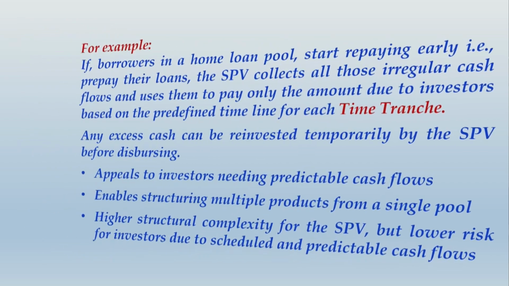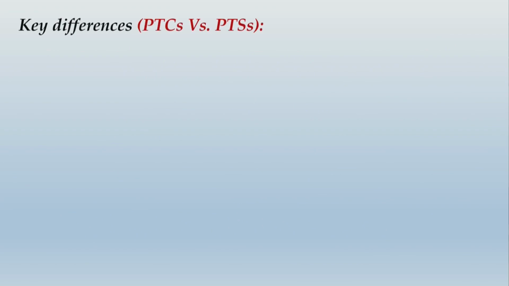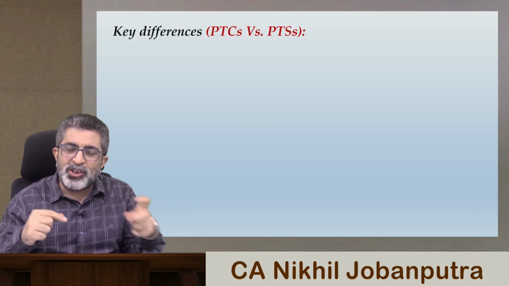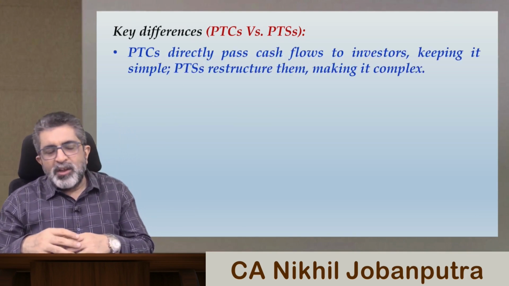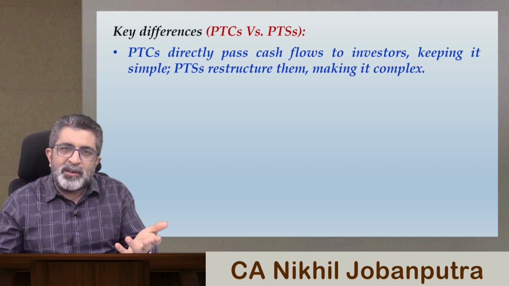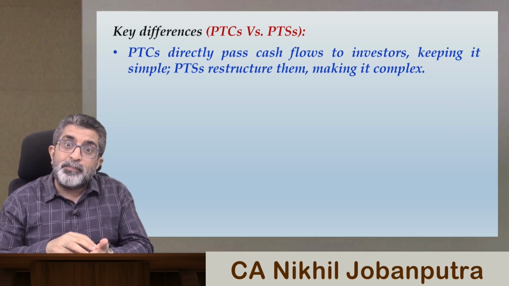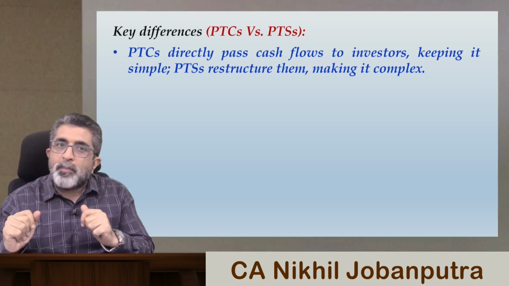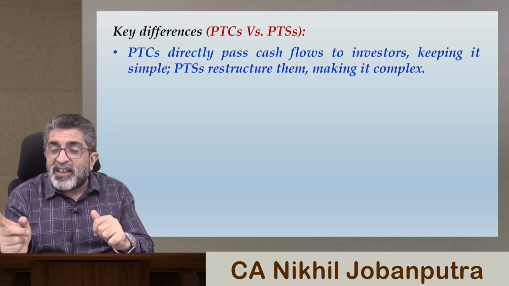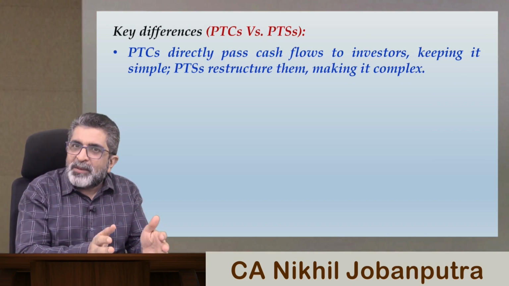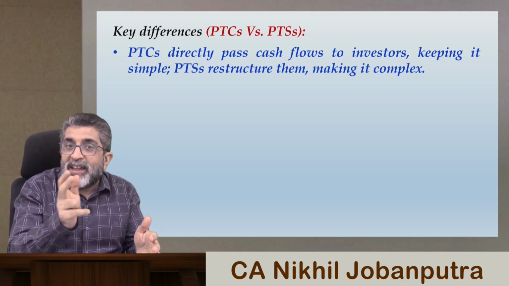Alright, now moving forward, we talk about the key differences, that is PTCs versus PTSs. If you want to understand the key differences, try to recollect whatever discussions we have made. PTCs directly pass all cash to the investors, keeping it simple, and PTSs, that is pay through securities, restructure them, making the whole process a little more complex. So that simplicity and complexity is for whom? For the SPV. So pass through is simple for SPV, whereas pay through is complex for SPV.